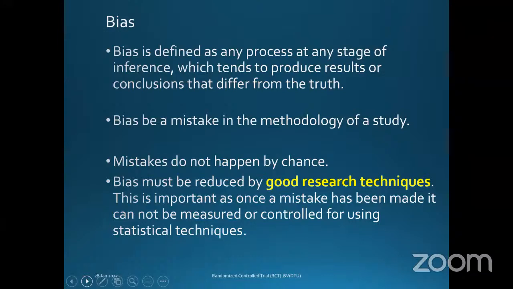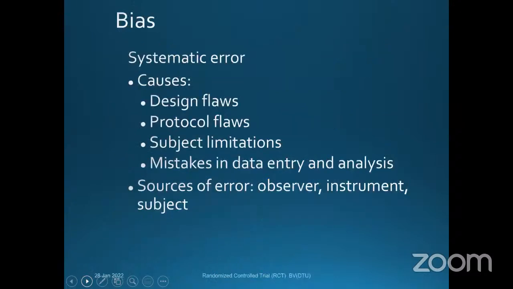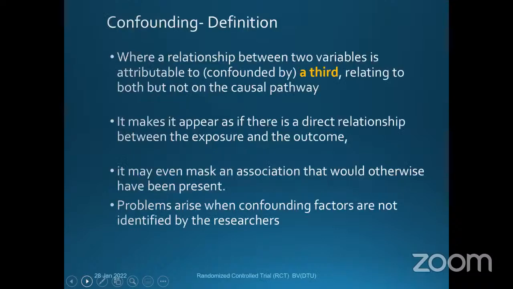Methodology of a study. So mistakes do not happen by chance. So it must be reduced by a good research technique. This is important, as once a mistake has been made, it cannot be measured or controlled by using statistical techniques. The systematic error causes can be design flaws, protocol flaws, subject limitations, mistakes in data entry and analysis. So observer, instrument, and subject errors can creep into this research.